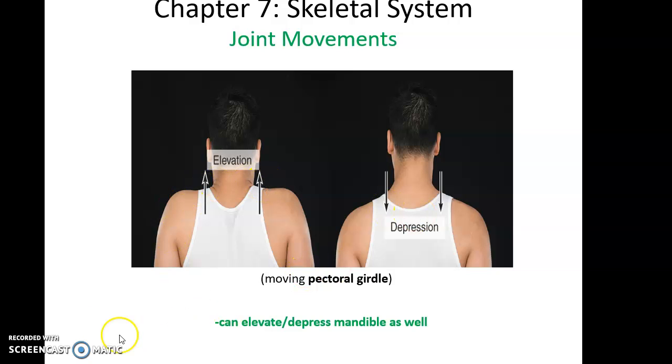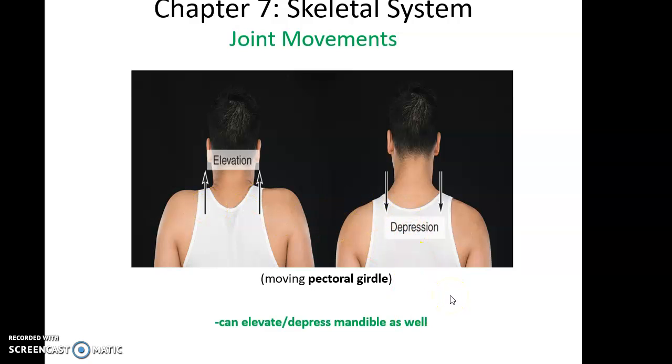Then we have elevation and depression. Elevation, moving the bones superiorly. Depression, moving the bones inferiorly. And elevation and depression in this area is actually moving the pectoral girdle. So this is a motion of the pectoral girdle.